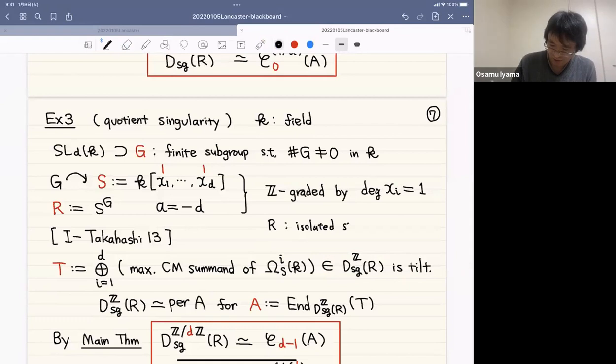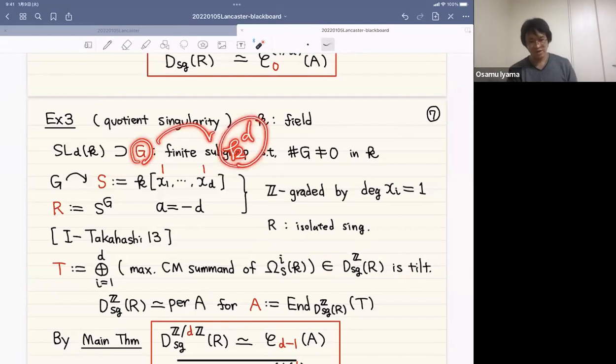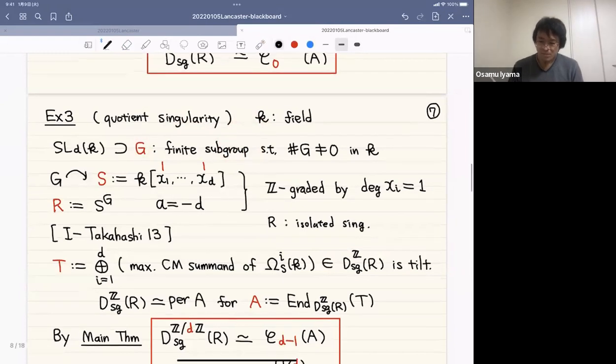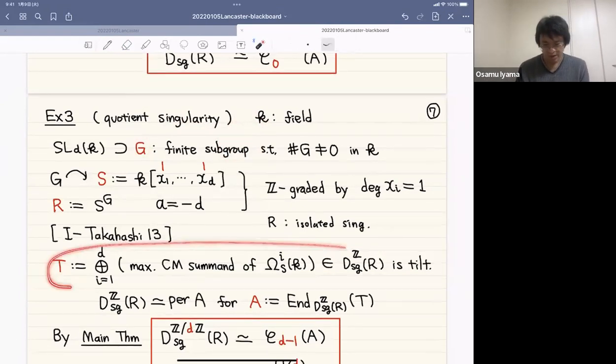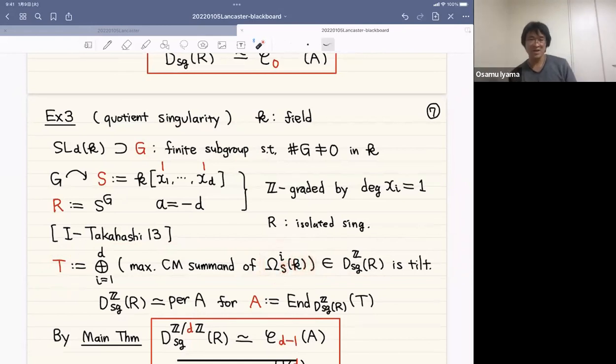This is also equivalent to the action of G on the d-dimensional vector space K^d being free except at the origin. Under this assumption, we can construct the tilting object by using the syzygy of K as an S-module. So consider the i-th syzygy of K as an S-module and regard it as an R-module. This is not Cohen-Macaulay, but we can take the maximal Cohen-Macaulay approximation, and then take the direct sum of these, and we get a tilting object.